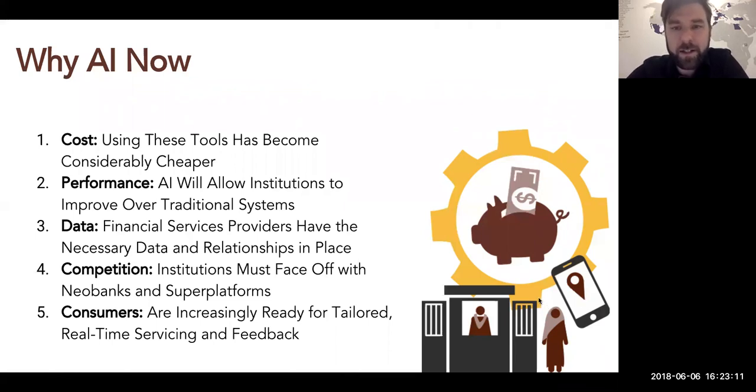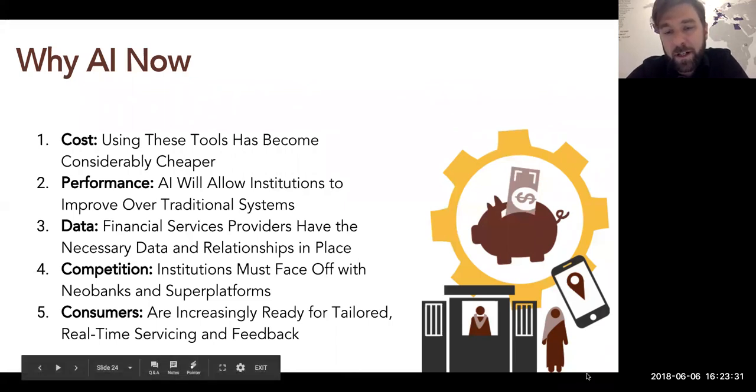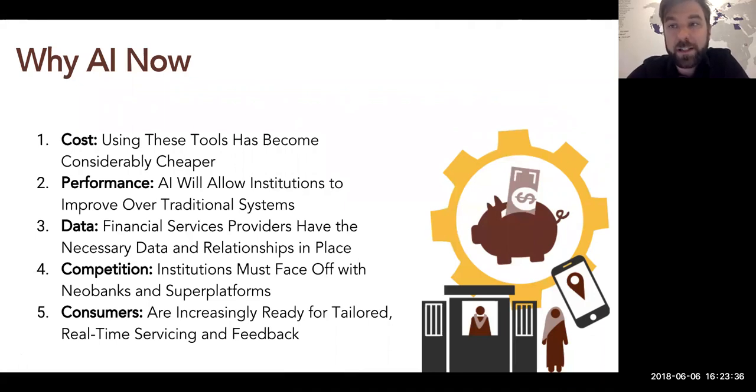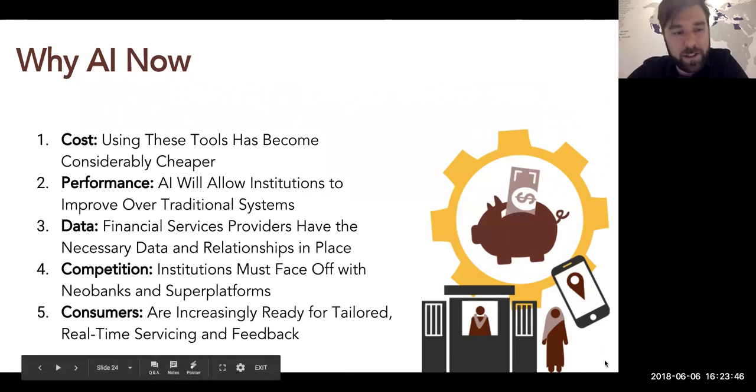As I mentioned earlier, AI and personalization has really become a competitive front. And there is some competition between fintech startups and neobanks and super platforms and traditional financial institutions, and AI can be a differentiator on that front. And finally, consumers are increasingly ready, and some are even expecting tailored solutions. So why is this not reacting to me? Why is it not listening to me? I really want that in my product and in my financial services now. So these are the dimensions of why we're discussing this now.